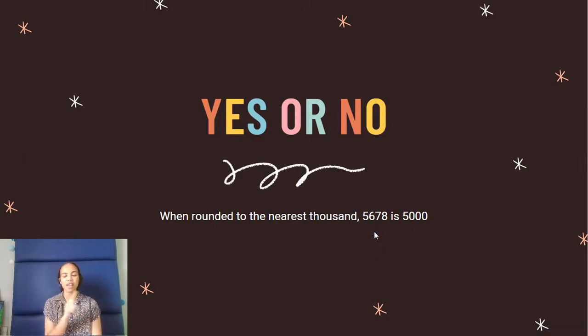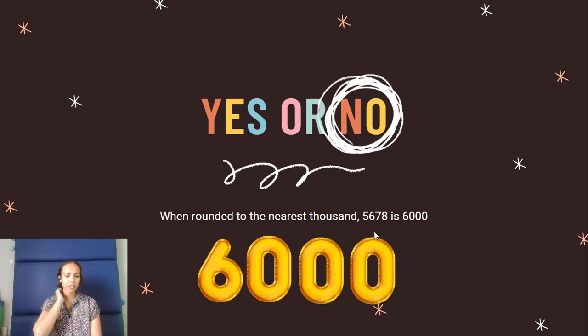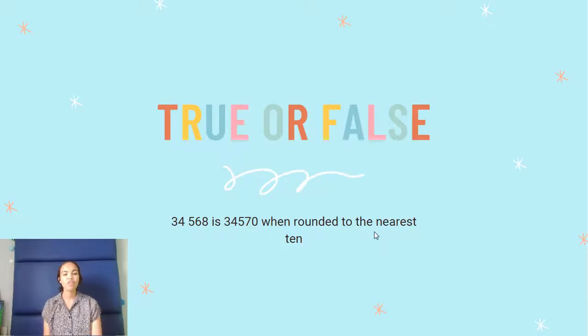When rounded to the nearest thousand, 5,678 is 5,000. Yes or no? Is 5,678 closer to 5,000 or to 6,000? Okay. And the answer is no. It's closer to 6,000. Rounded to the nearest thousand, it is 6,000. Next question. True or false?